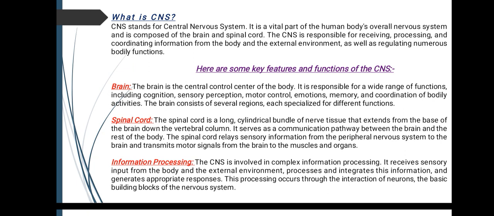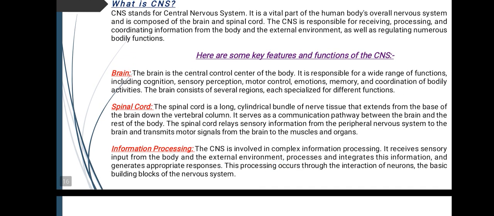The brain is the central control of the body. It is responsible for a wide range of functions including cognition, sensory perception, motor control, emotions, memory, and coordination of bodily activities. The brain consists of several regions, each specialized for different functions. Obviously, we all know that the brain consists of different parts and every part has a different function.